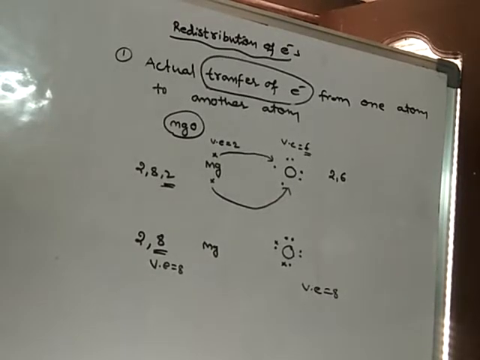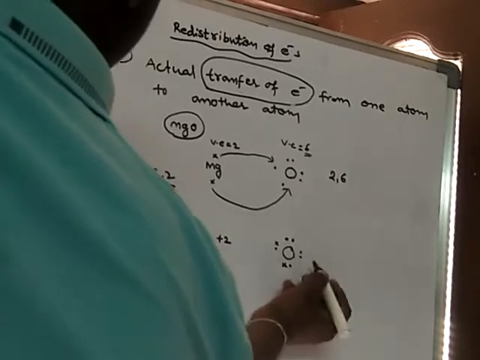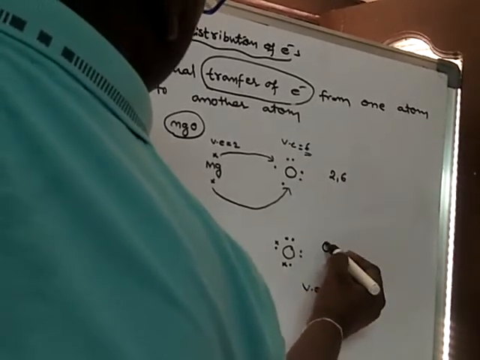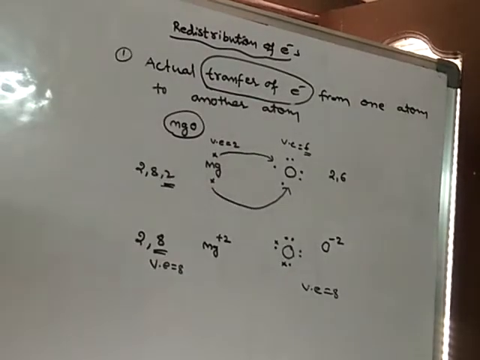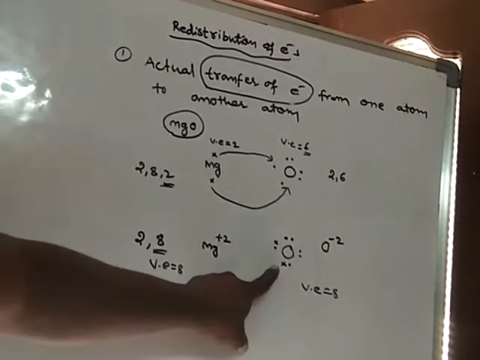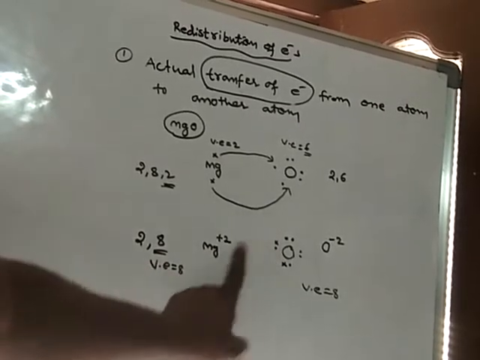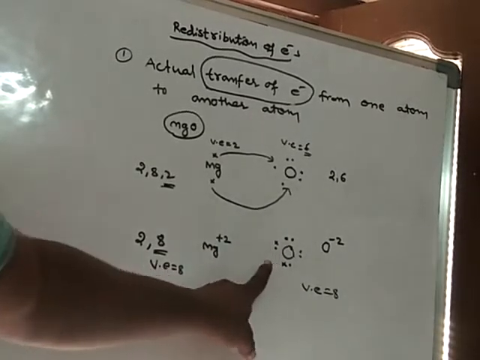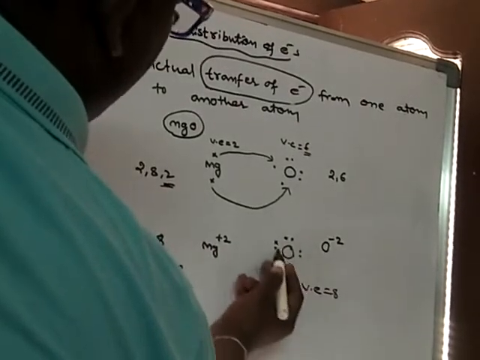In this way, magnesium will get 2 units of positive charge and oxygen will get 2 units of negative charge, like this. These 2 electrons are not the electrons of oxygen. These are borrowed from magnesium. That means these electrons are transferred from the magnesium atom completely. Now for oxygen, we have to write the symbol of oxygen.